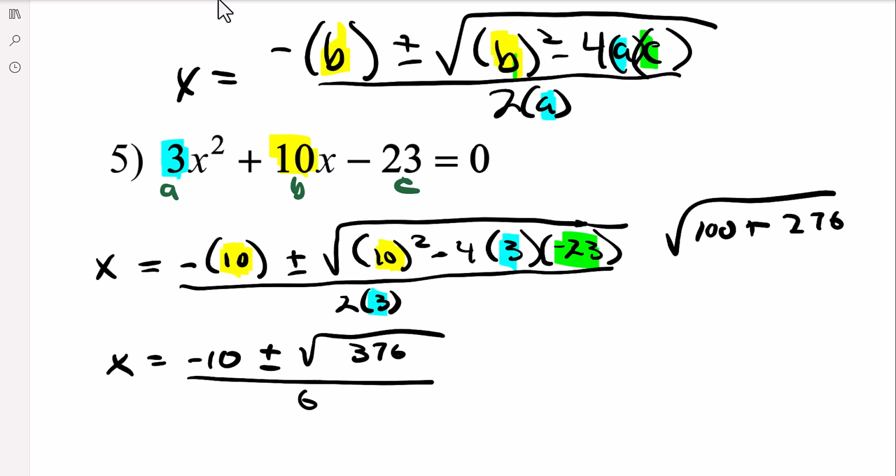all over 6. But 376, I'm going to go ahead and divide that by 16, see what we get. No, that doesn't work. Let me try 36. Okay, let me just try 4. 4 should work. So this is 4 times 94. Yep. All right, and the square root of 4 is 2.